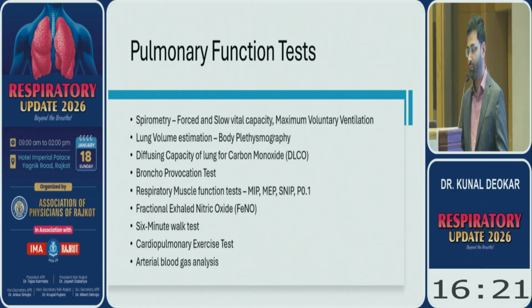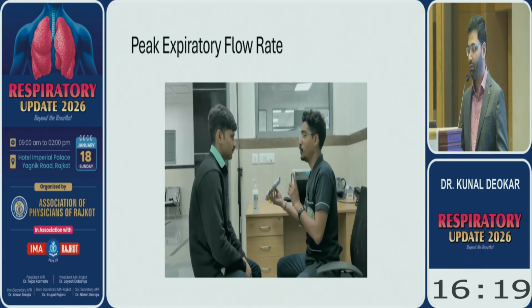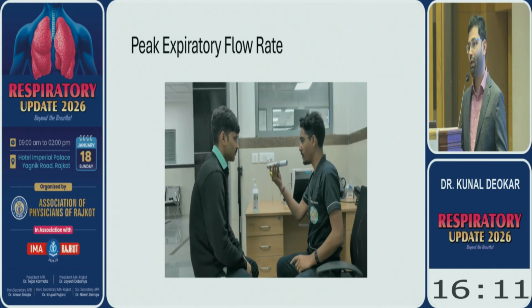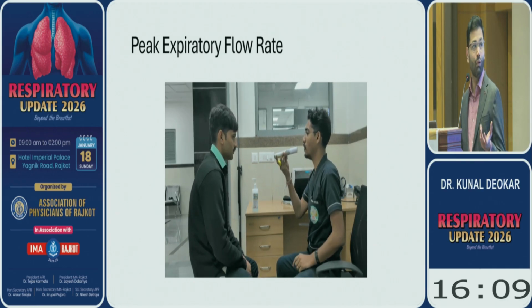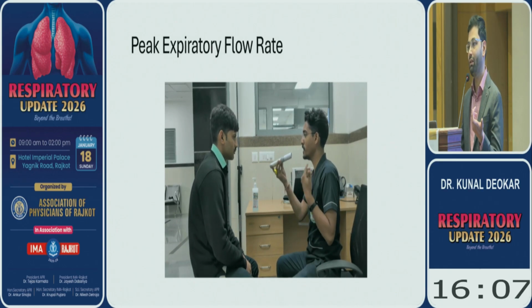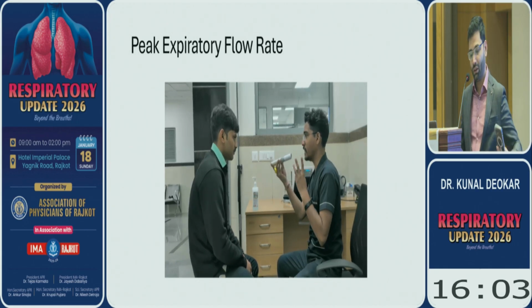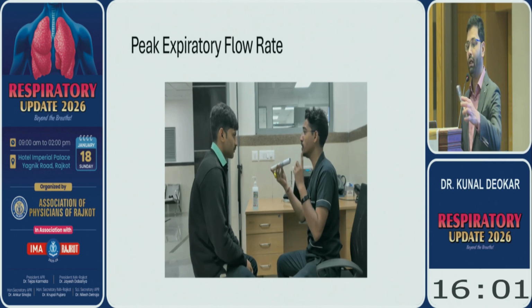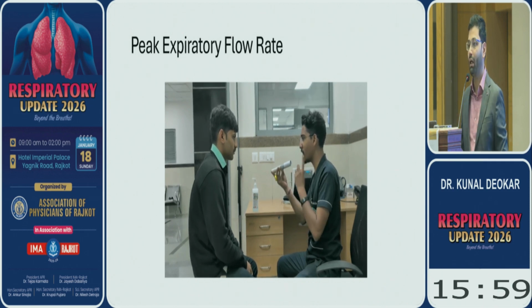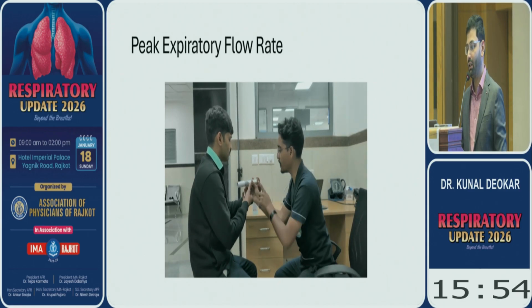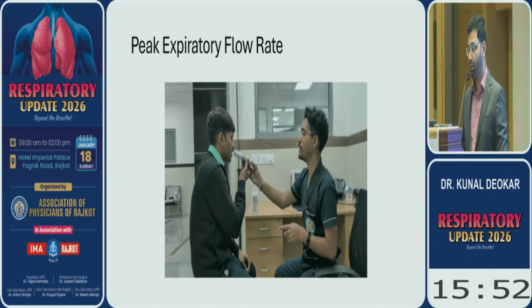We start with the commonly performed and the easiest test to perform. This is peak expiratory flow rate measurement. What we need is a small device called a peak expiratory flow meter, and we ask the patient to blow as rapidly and as deeply into it as possible. We take 3 measurements and the best of them is taken as the reading.